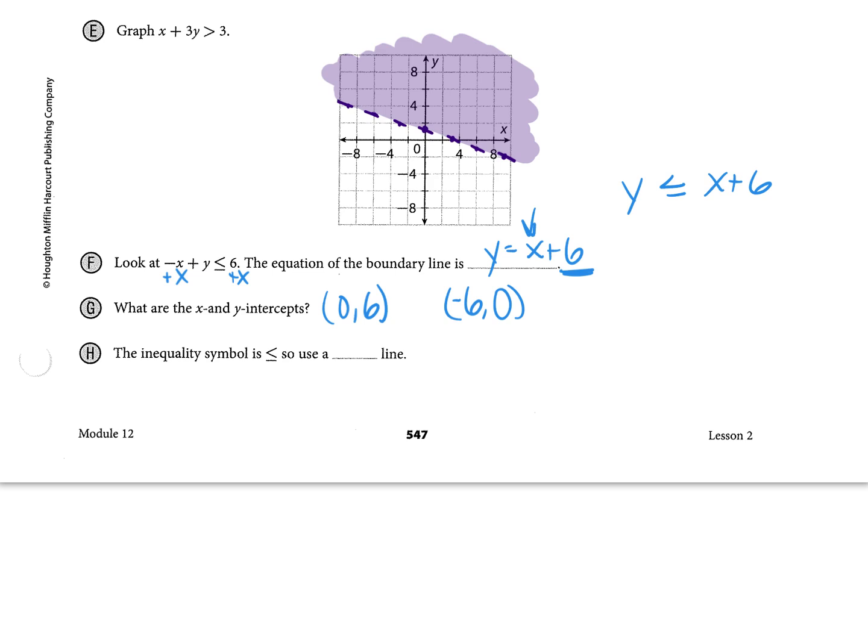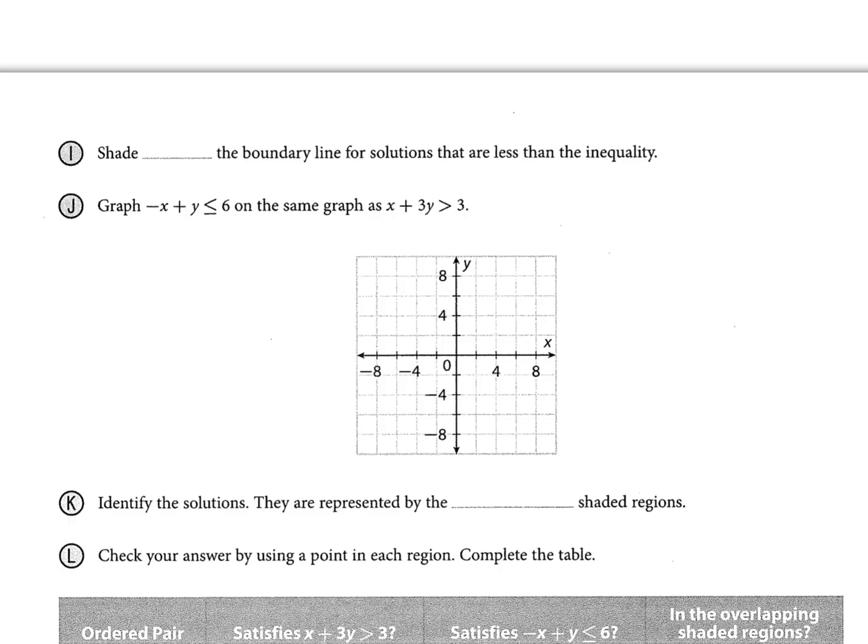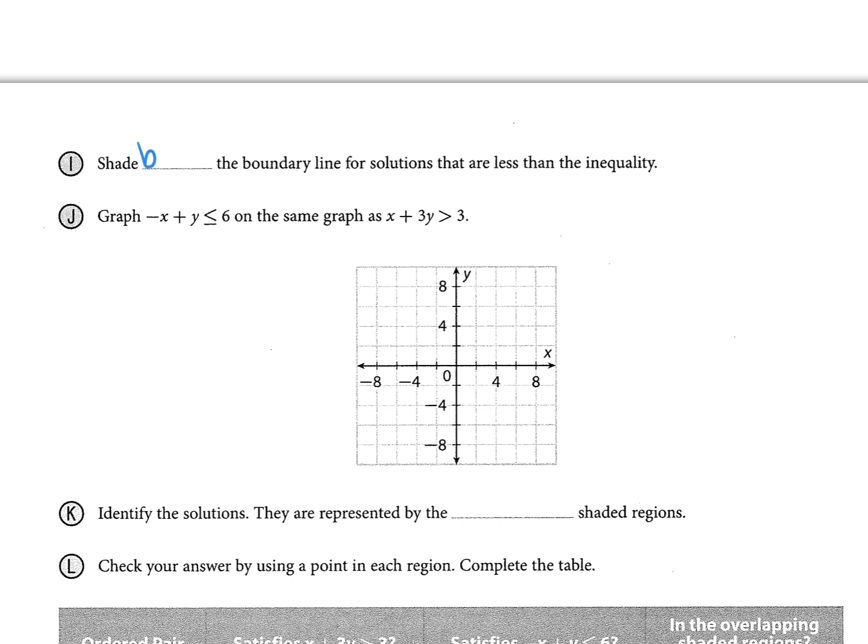The inequality symbol is less than or equal to, so we use a solid line. And we will shade below, since it was a less than or equal to. And it wants us to graph them on the same graph. So we're going to take the purple from before and the blue for this second one. For that second graph, it starts at 6, and it has a slope of positive 1. So we will go up 1 and over 1, creating a solid line, and then shade below.